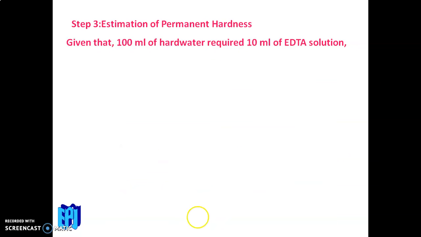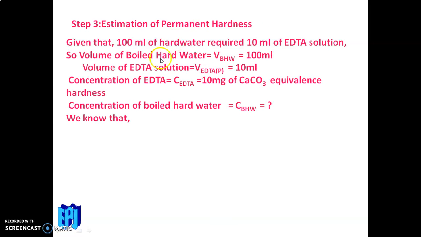The given information is that 100 ml of boiled hard water required 10 ml of EDTA. Just write down the information. Simple. Volume of boiled hard water, here there is a small mistake, the word boiled should be there. Boiled hard water is 100 ml. Volume of EDTA is 10 ml. Concentration of EDTA we know, that is 10 mg, because for all the titrations in this problem, the concentration of EDTA is the same. Concentration of boiled hard water we don't know.